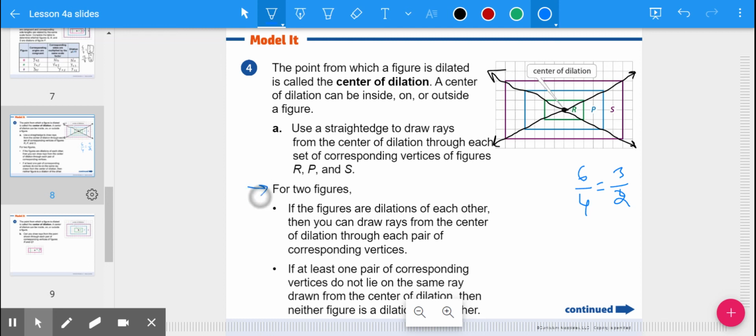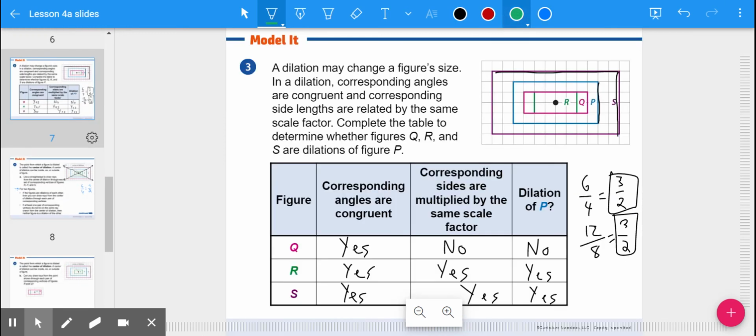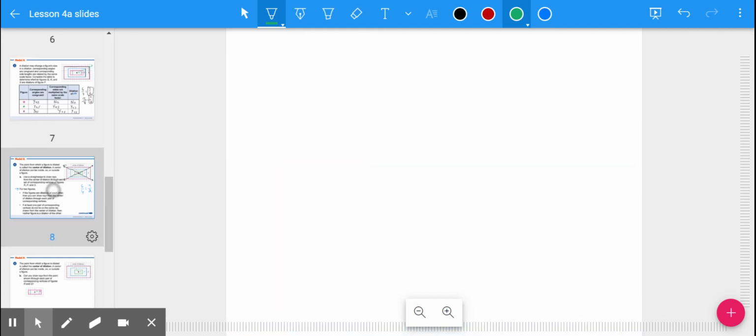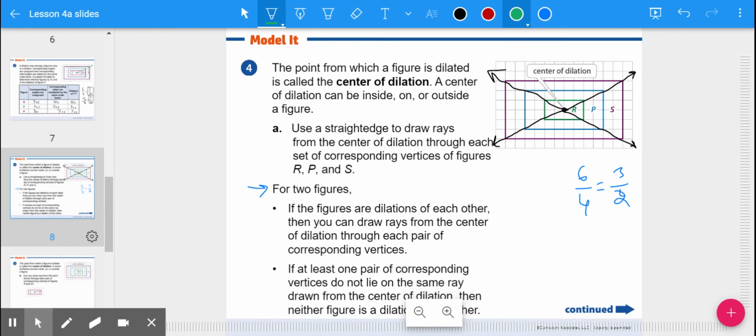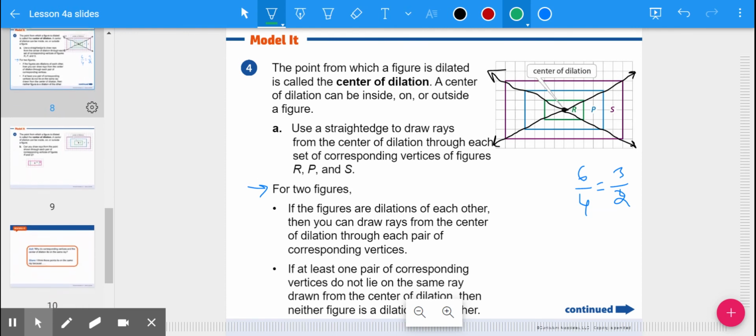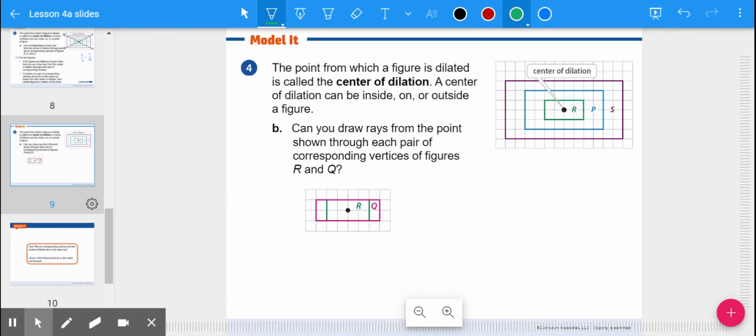So for two figures, if the figures are dilations of each other, then you can draw rays from the center of dilation through each of the corresponding vertices. And if one pair of corresponding vertices does not lie on that ray, then we know it's not a dilation. So like if we go back to the example before, when we had Q in there, if I go through all of these, Q does not go through that ray, so it's not a dilation. We know the other two are though. Second thing, if at least one pair of corresponding vertices does not lie on that ray, then it's not a dilation. Pretty neat way to check too.